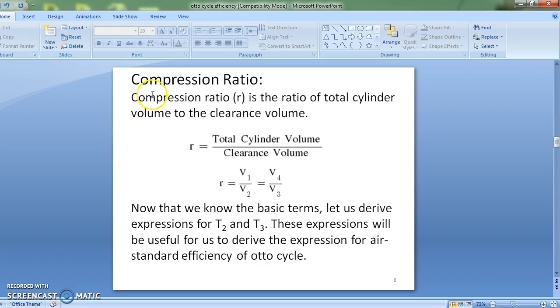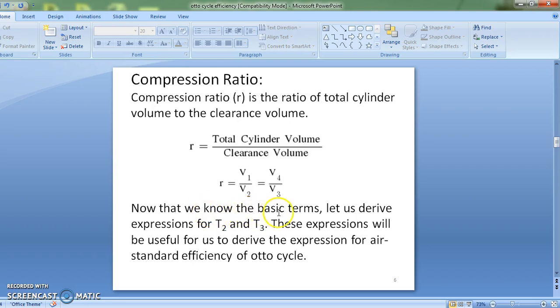Compression ratio. Compression ratio, represented by R, is the ratio of total cylinder volume to the clearance volume. That is equal to total cylinder volume upon clearance volume. So compression ratio is equal to V1 upon V2 equals V4 upon V3.